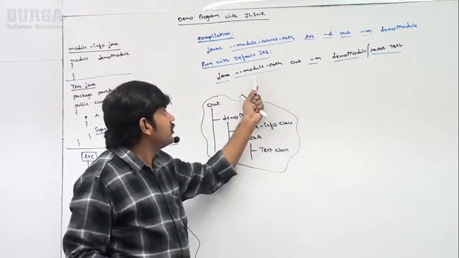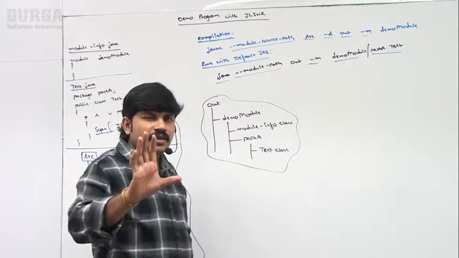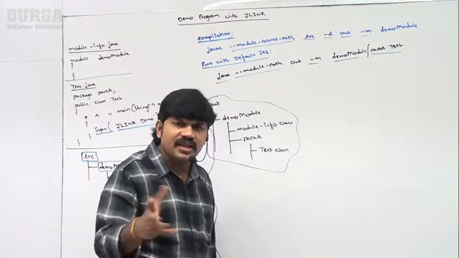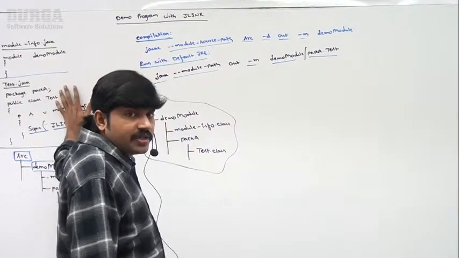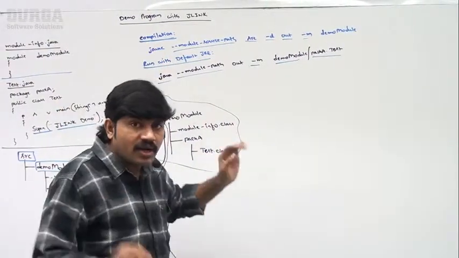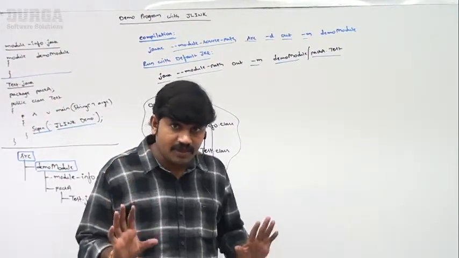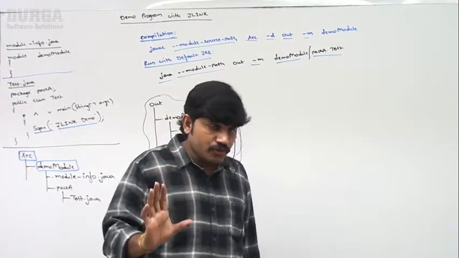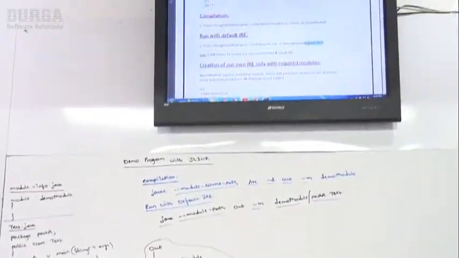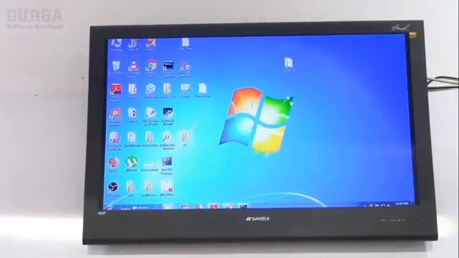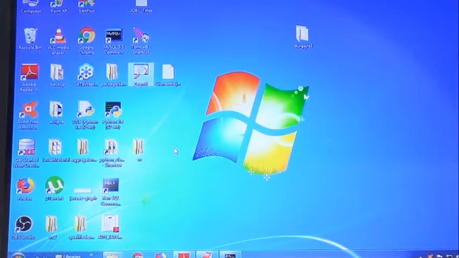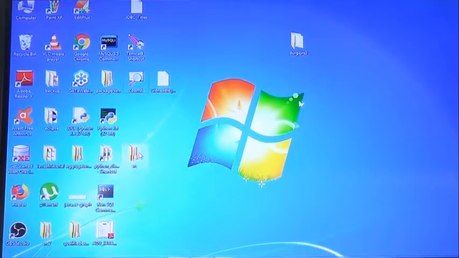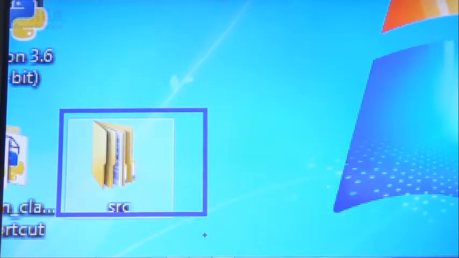Now I'm trying to execute with the java command. Here I'm not using any jlink. I just developed a small module-based application, and I'm showing how to compile and how to run with the default JRE. Clear? Let me do that. Observe the desktop. Here on the desktop, the src folder is available. Can you please cross check? This is the src folder that I have.